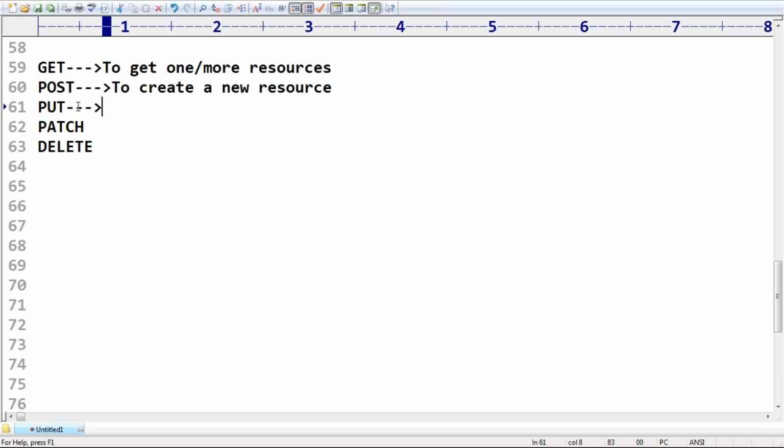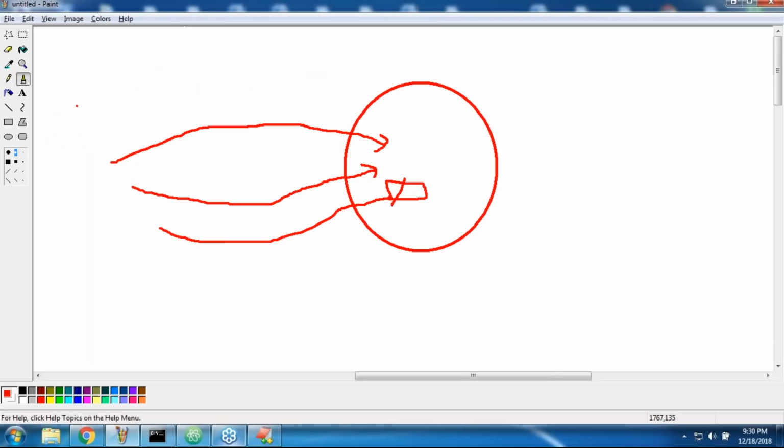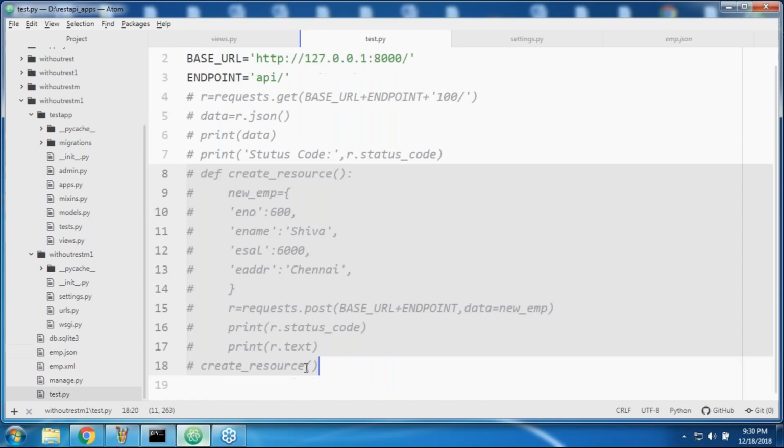Similarly, put is there. One minute, I want to show. Have a look once. Forget about this code; I'm commenting this out. Have a look at this code especially. We will discuss all these things in detail. Can you please tell which request I'm taking?